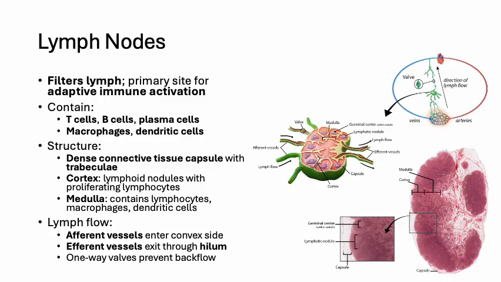Lymph enters the node through the afferent lymphatic vessels located on the convex surface. Inside the node, lymph flows past dense clusters of immune cells for filtration. It exits through one of the two efferent vessels at the hilum, the concave side of the node. One-way valves in the lymphatic vessels ensure that lymph flows in the correct direction, into the node, through its compartments, and then out. Swollen nodes are common clinical signs of immune activation, often seen during infections, when the nodes are actively filtering lymph and producing immune cells in response to a pathogen.